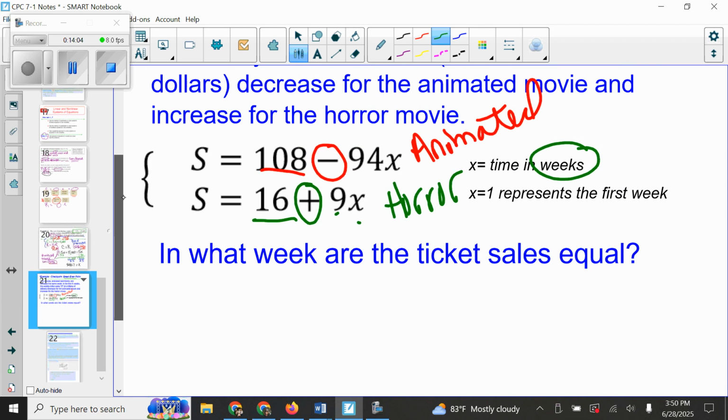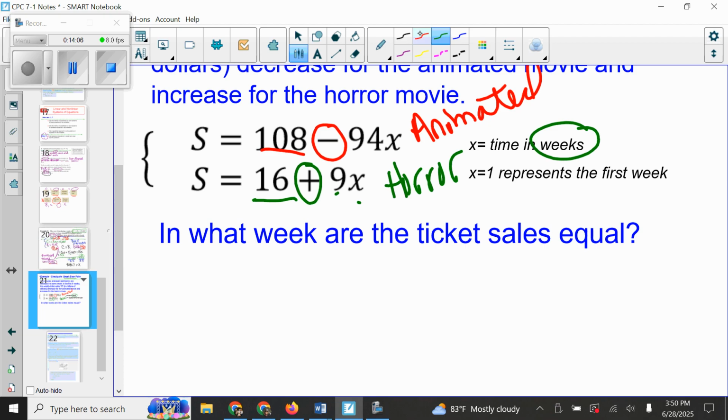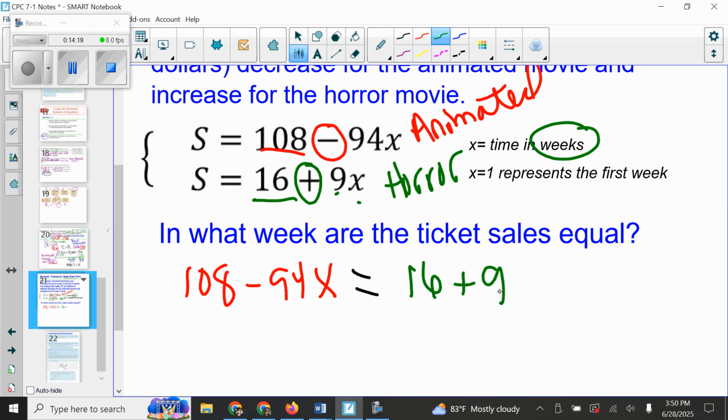So in what week will the ticket sales be equal? Again, equal, we're going to set these 2 equal to one another, and we're going to solve. So we're looking for when their revenue is the same. All right. So go ahead, solve for X, see how many weeks it takes to make their sales equal.